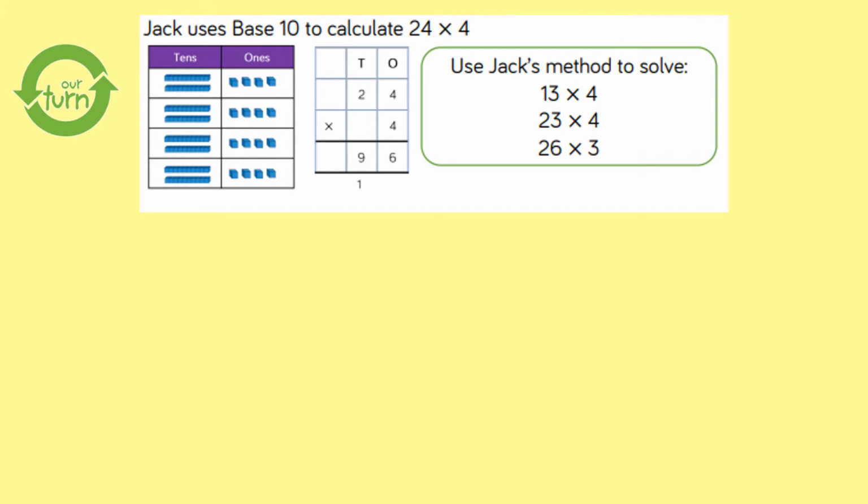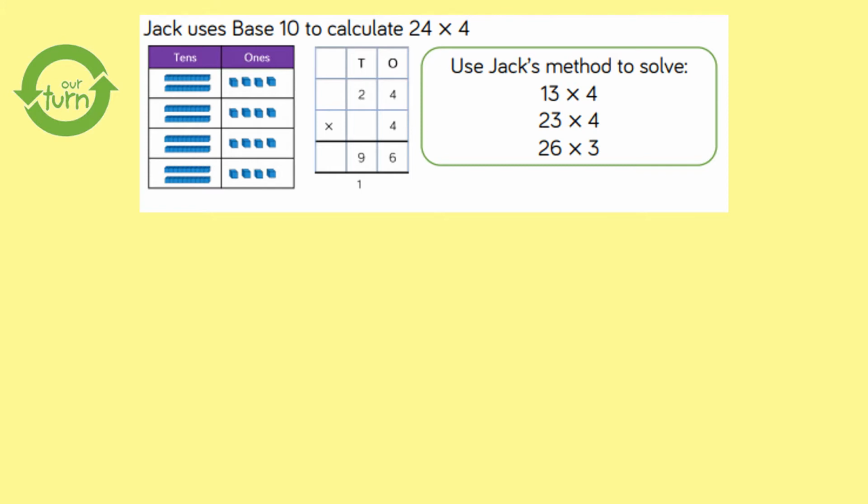So what he has done is he's done the ones first. He's done 4 times 4. And as you probably know, 4 times 4 is 16. So he's not written 16 just underneath. He has split it up into 10s and 1s. He's put the 1 of the 16 underneath the 10s and he's put the 6 underneath the 1s. That's interesting. It's really similar to what we do when we're adding.